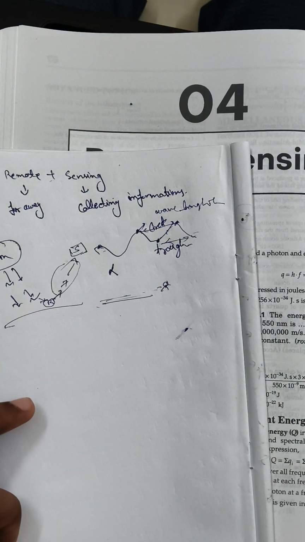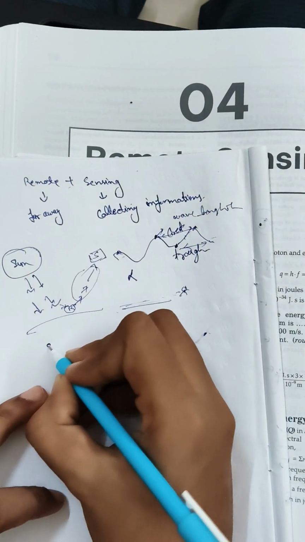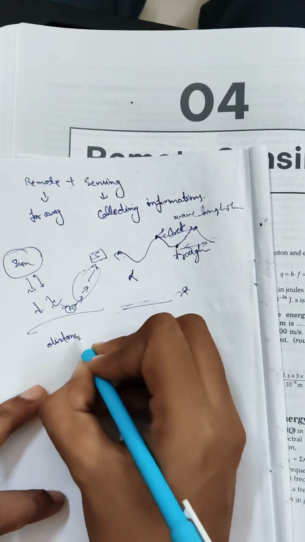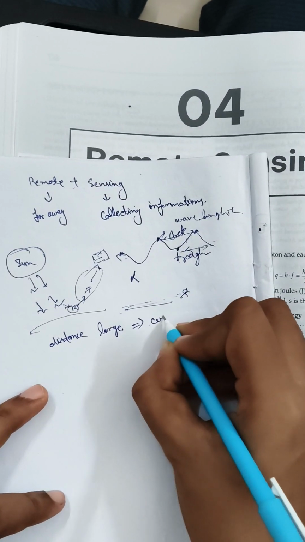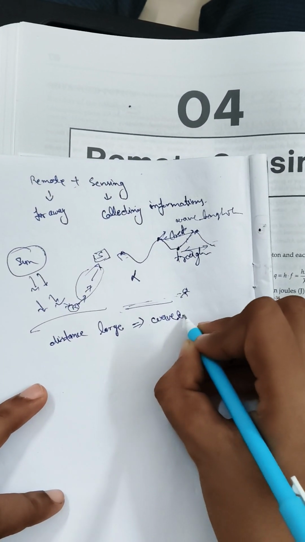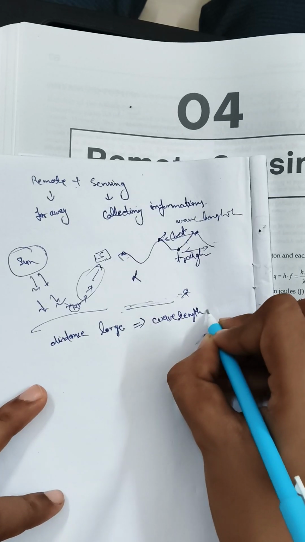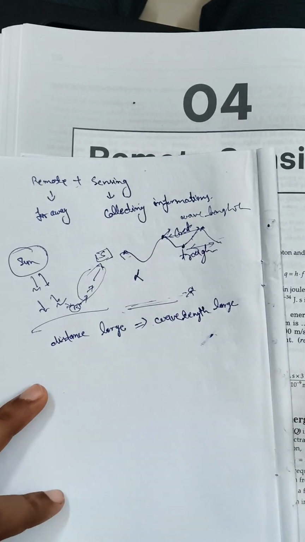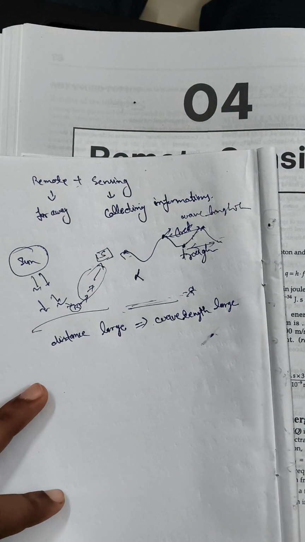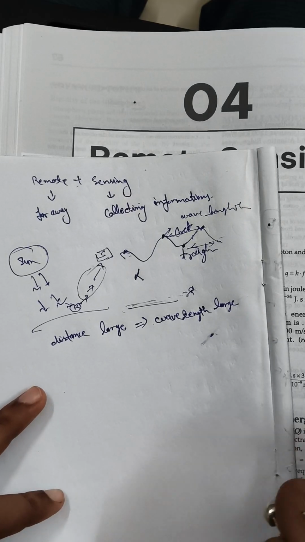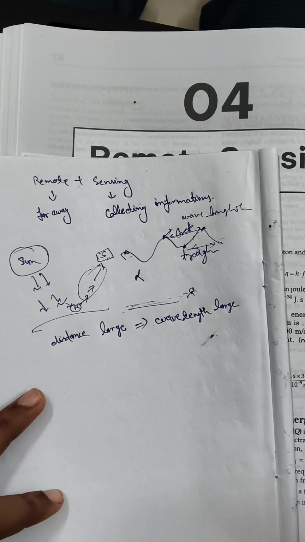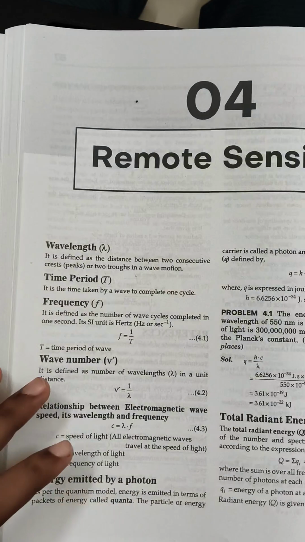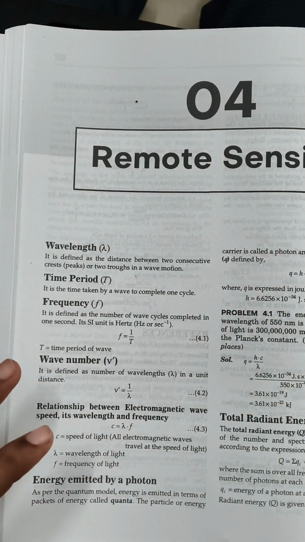If the distance is large, we can say the wavelength is long. And when the distance is small, the wavelength is short. In remote sensing, different wavelengths help us to identify different objects on Earth. Okay, I hope you understand the wavelength.